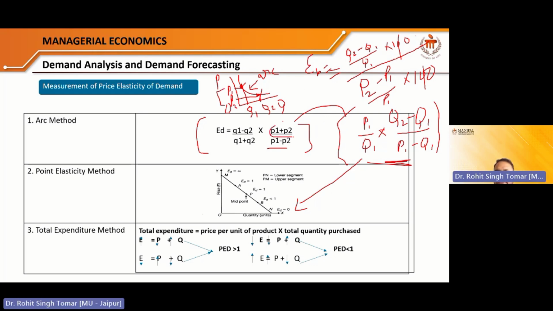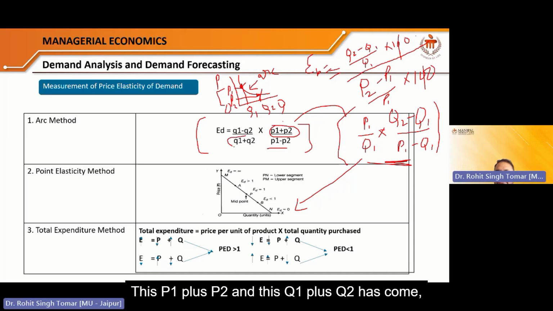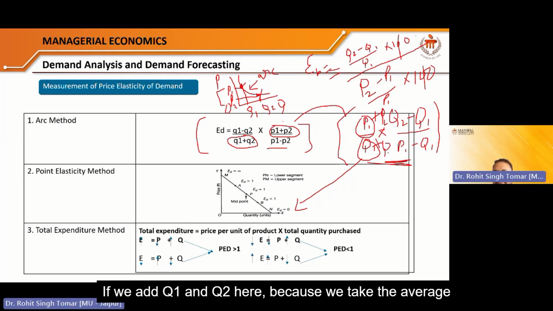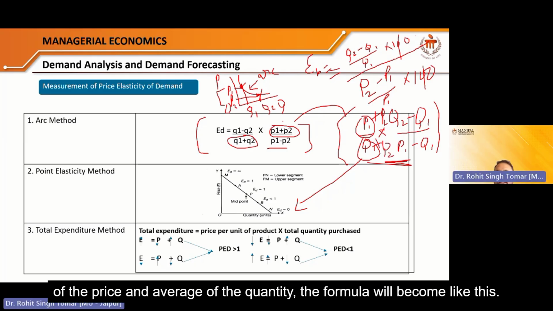Therefore, you see this difference. This P1 plus P2 and this Q1 plus Q2 has come, where in the point method only P1 and Q1 were there. Here we have added Q1 and Q2, and P1 and P2, because we take the average of the price and average of the quantity, the formula will become like this.